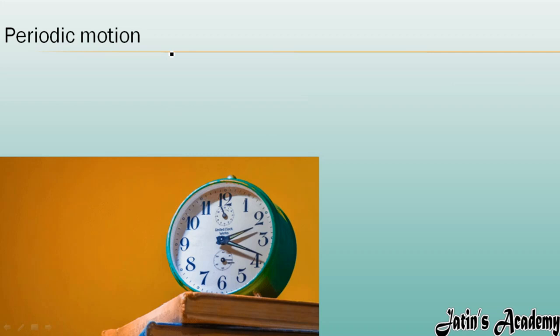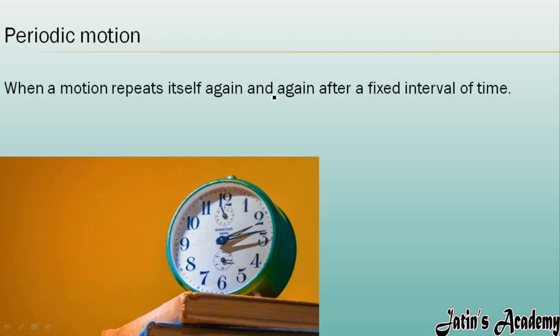Next, we have periodic motion. What do you mean by periodic motion? It is when a motion repeats itself again and again after a fixed interval of time. For example, the hands of a clock repeat their motion again and again after a fixed interval of time. Firstly it is 3 o'clock, then after 12 hours, again 3 o'clock. So a motion in which the object repeats its motion again and again after a fixed interval of time is known as periodic motion.